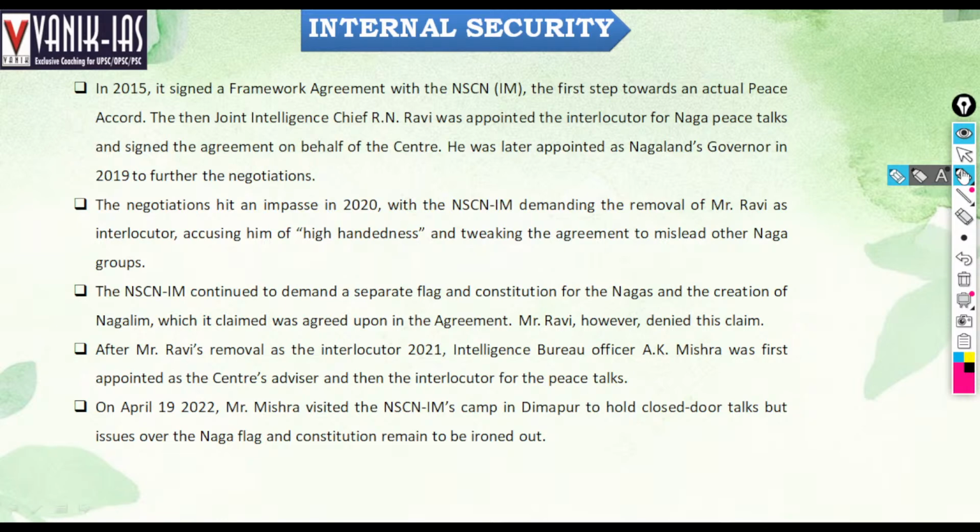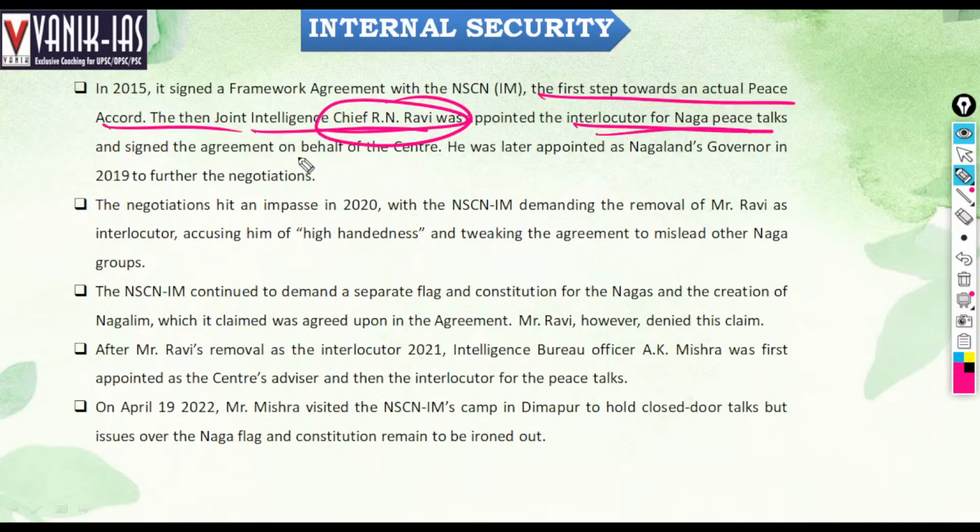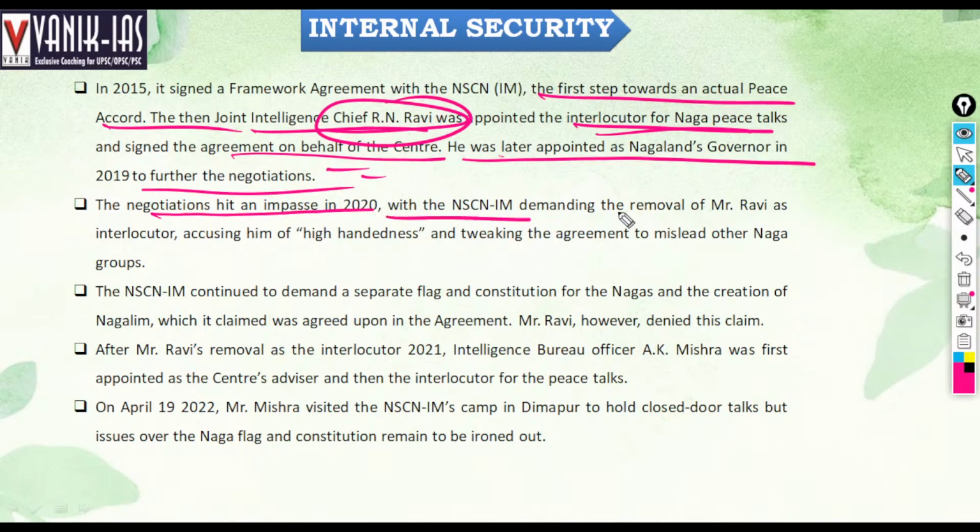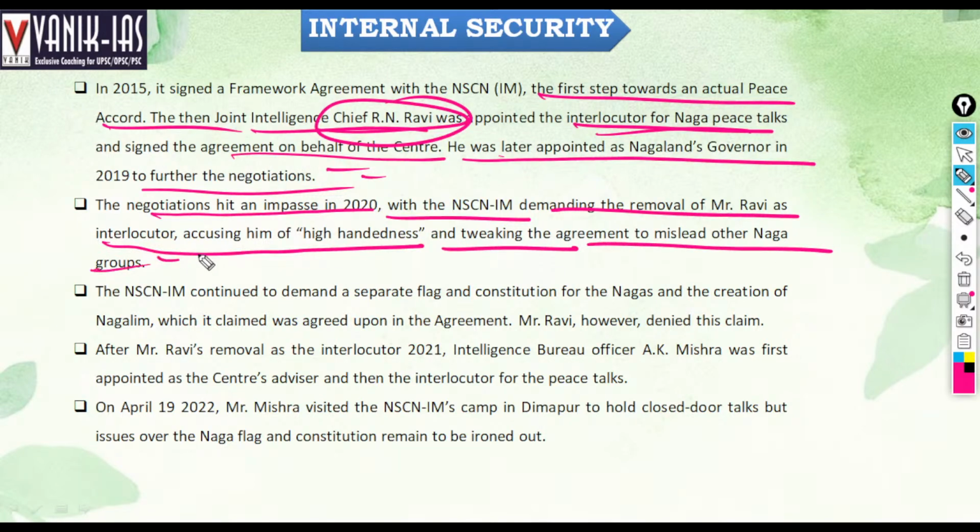In 2015, they signed a framework agreement with NSCN-IM. The first step towards an actual peace accord. The chief negotiator was R.N. Ravi, whom I have already mentioned, who is now the governor and was the appointed interlocutor. He was the interlocutor for the Naga peace talks and signed the agreement on behalf of the Centre. He was later appointed Nagaland's governor in 2019. The negotiations hit an impasse in 2020 with NSCN-IM demanding the removal of Mr. Ravi as interlocutor, accusing him of high-handedness and tweaking the agreement to mislead the Naga groups.